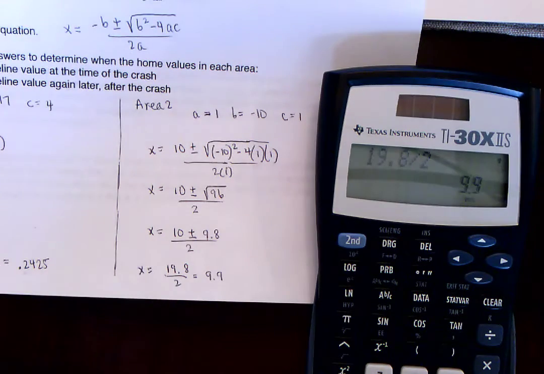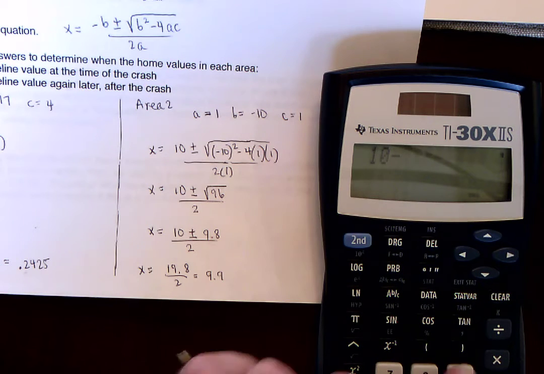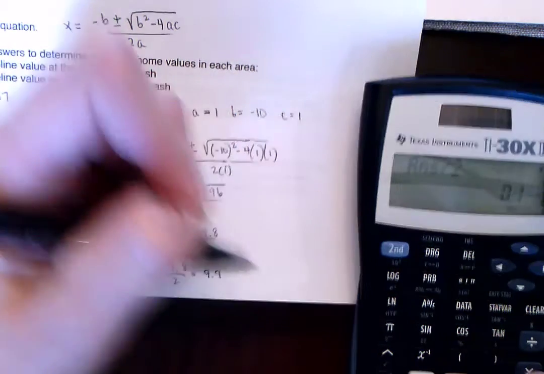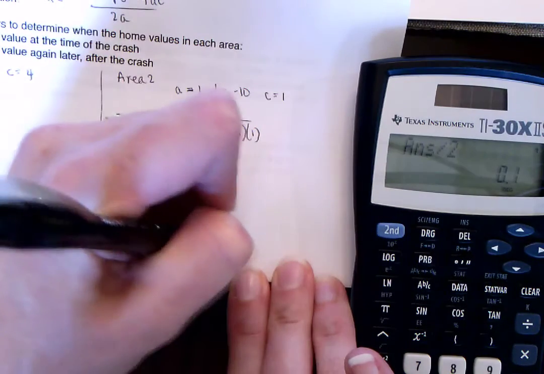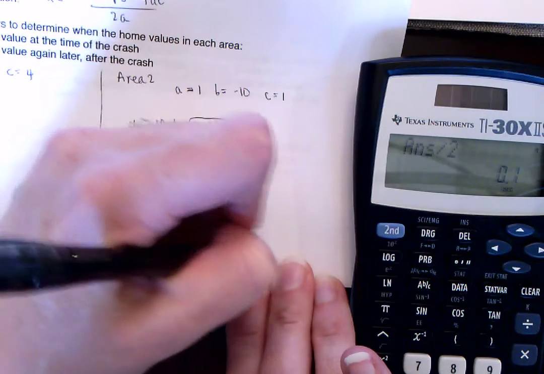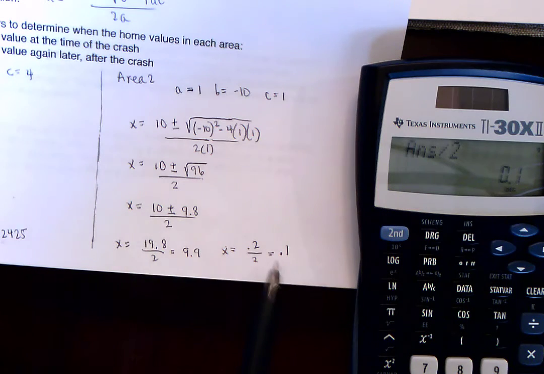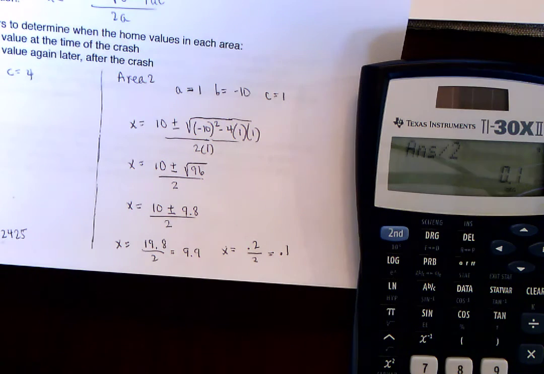And then I'm going to do 10 minus 9.8. That's 0.2. And then divide it by 2. So 0.1. And I'll just write this in there. This ended up being 0.2 over 2, which is 0.1. So that tells me that for this area, it crossed the baseline in 1/10 of a year, which is like a month-ish, okay? And then it didn't recover until 9 and 9/10 years later.